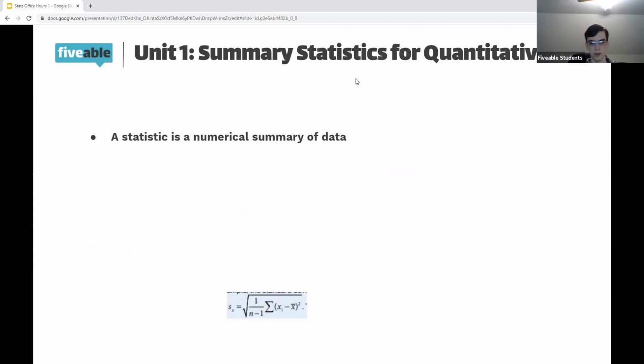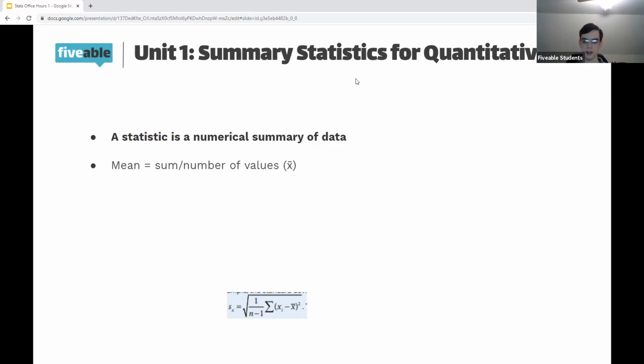So how do we do that? We can look at what are called summary statistics for quantitative data. These are ways you can represent data. A statistic is a numerical summary of data. A statistic is just any number that represents data in some way. Because of course it's great to have data and all, but you should have ways to represent it and summarize a particular aspect of it.